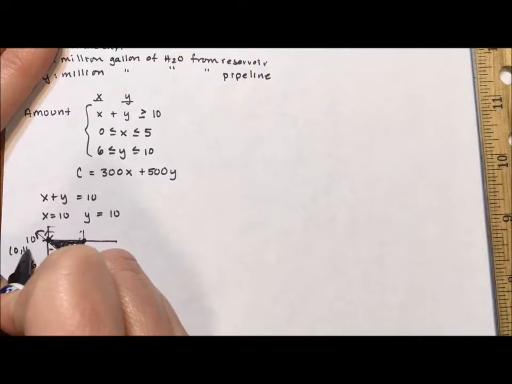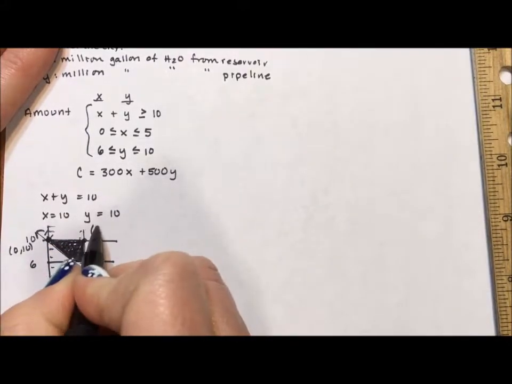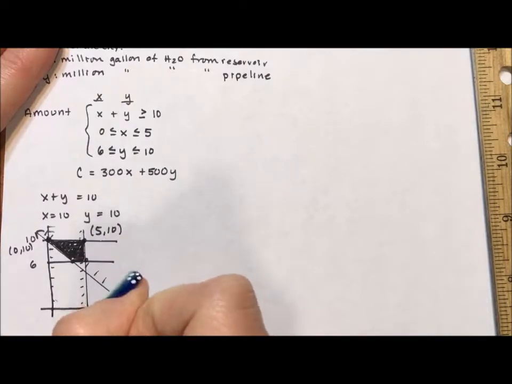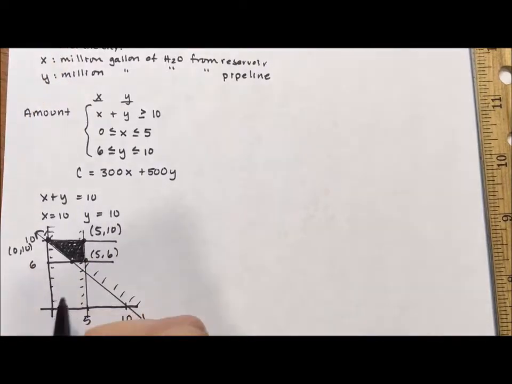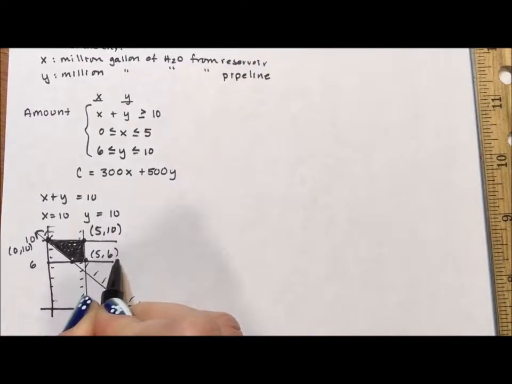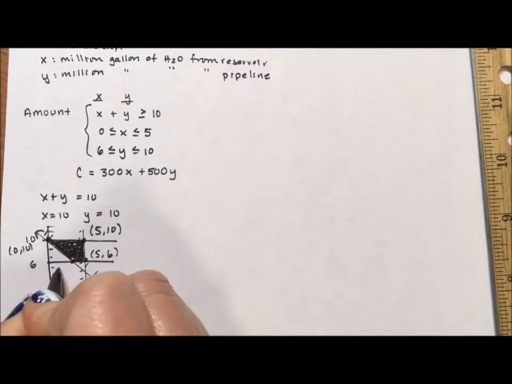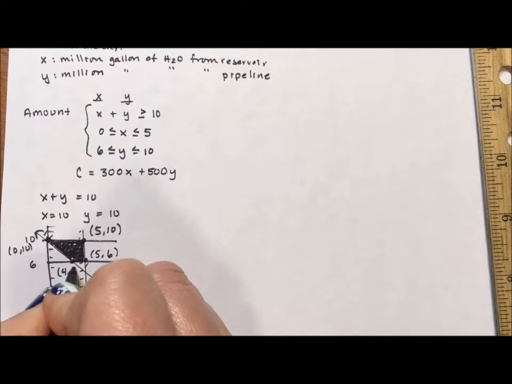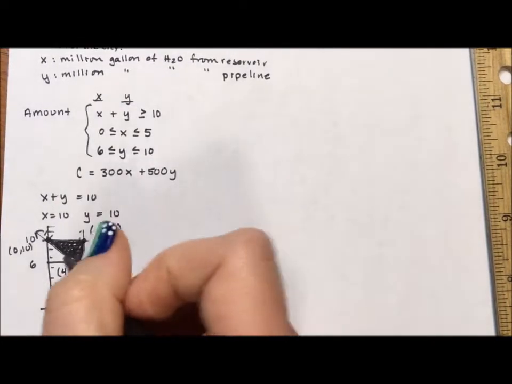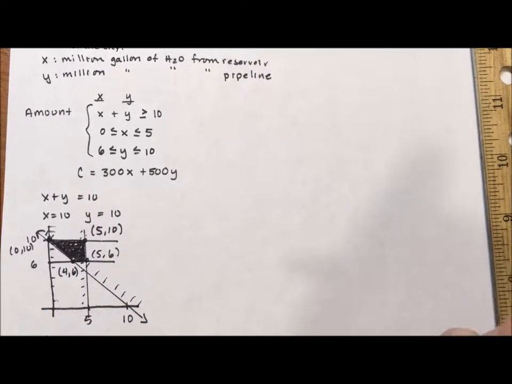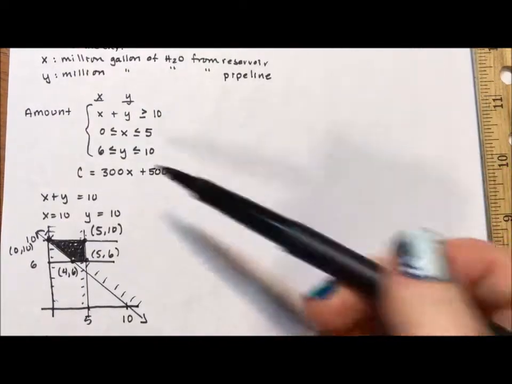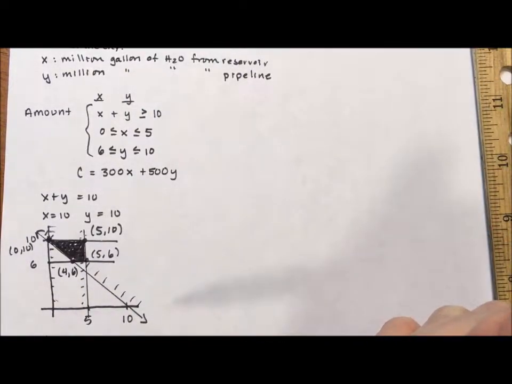Now, to actually solve this, we need to find all of these intersection points. So this one is 0, 10. This one is 5, 10. This one is 5, 6. And this one is, well, if x plus y is 10 is this line, and this line is y equals 6, then x plus 6 is 10 when x is 4. So this point is 4, 6. All right, so we now have the 4 points that define our region. And as complicated as this looked when we read it, it graphed out pretty nicely.